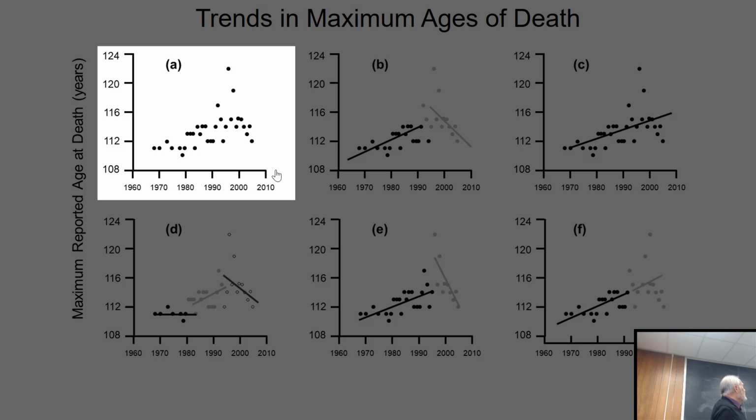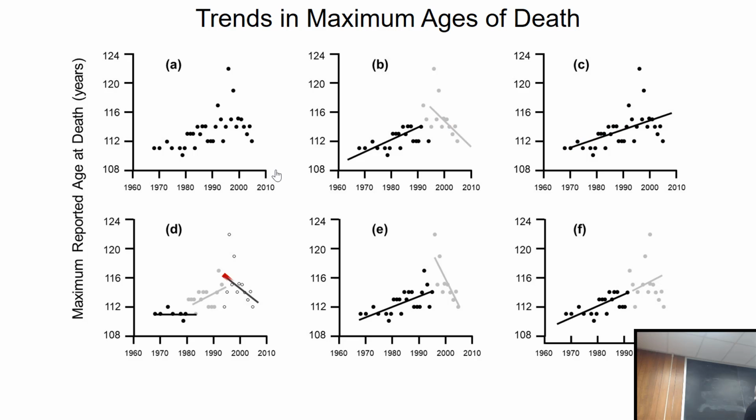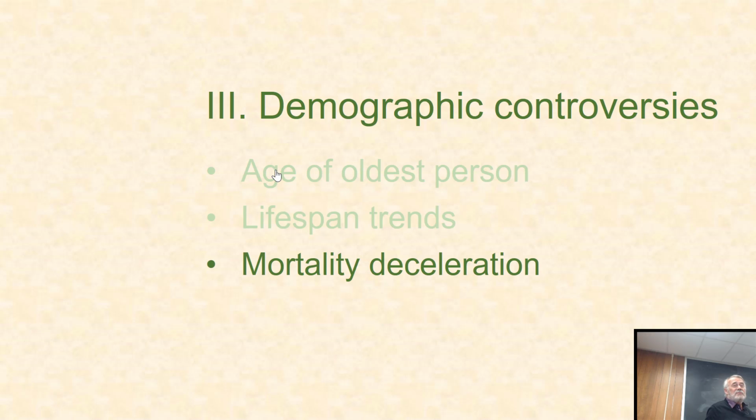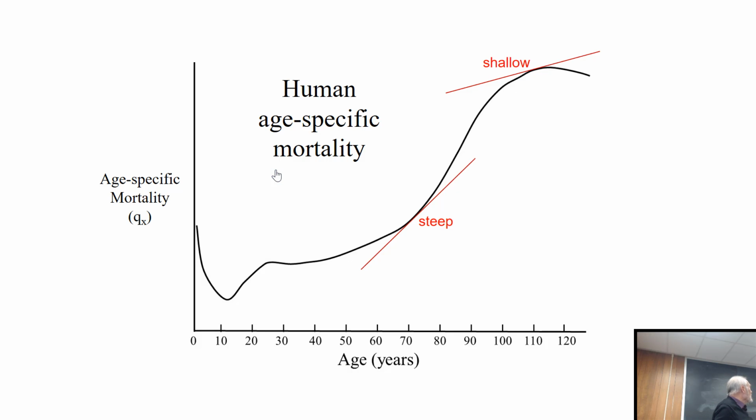Now, there are other controversies, that is, trends in life, maximum lifespan. I'll just say that's a controversy. I'm not going to go into details here, because there are the points. Where do you draw the line? Where do you go with that? Whether lifespan is maxed out, you know? That's the trends in maximum age of death. I'll go through this fast.